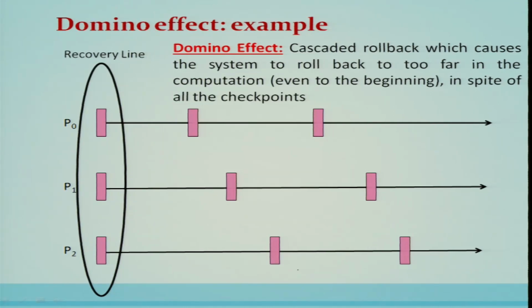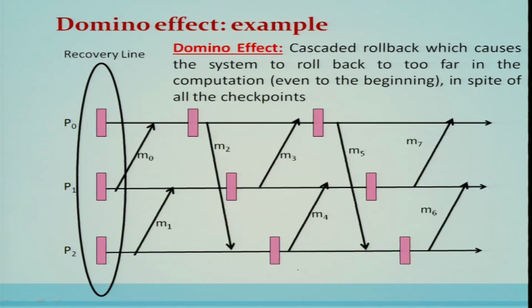Now we are going to explain the domino effect. The domino effect is nothing but rollback propagation, or a cascaded rollback. The domino effect, the cascaded rollback, causes the system to roll back too far in the computation, even to the beginning, in spite of all the checkpoints.